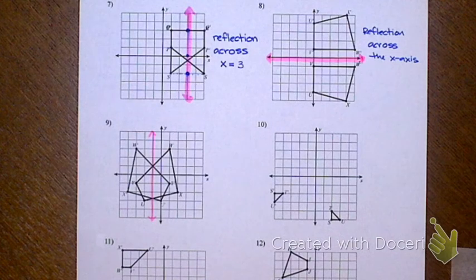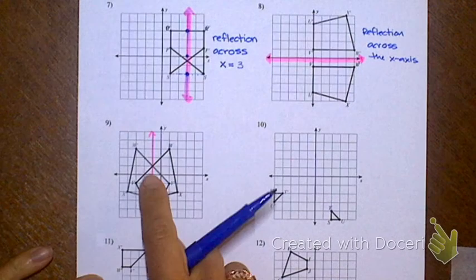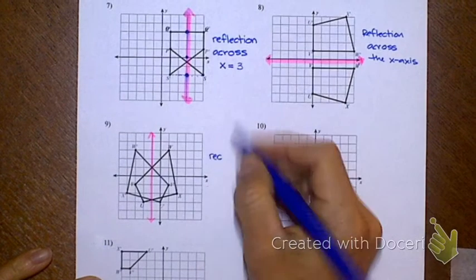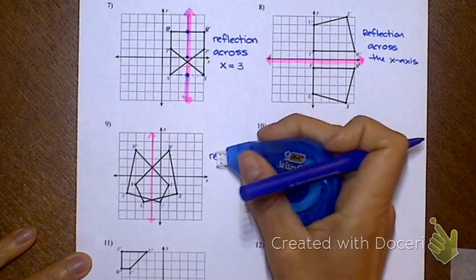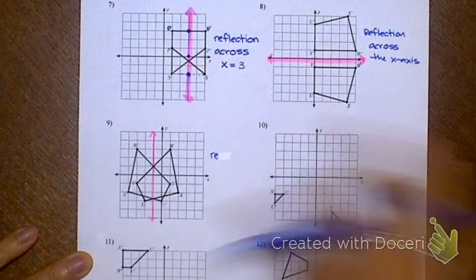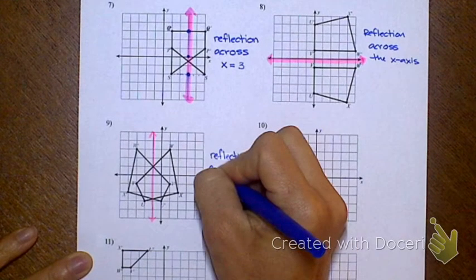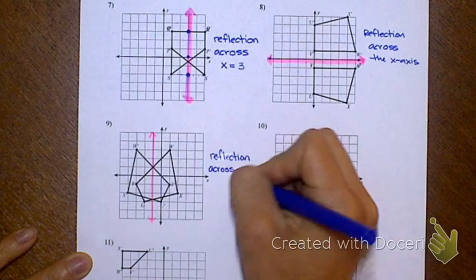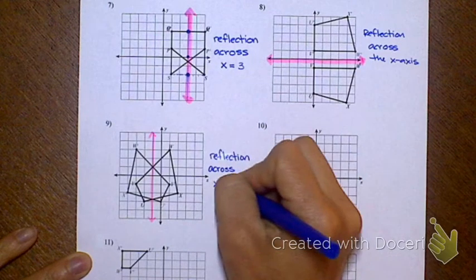Okay, so let's check your work. Did you guys draw your line of reflection right there? Okay, so what is this line? It's crossing at -1. What axis is it crossing at -1? Yeah. So we're going to write down this is a reflection across x equals -1 because it's crossing x at -1.